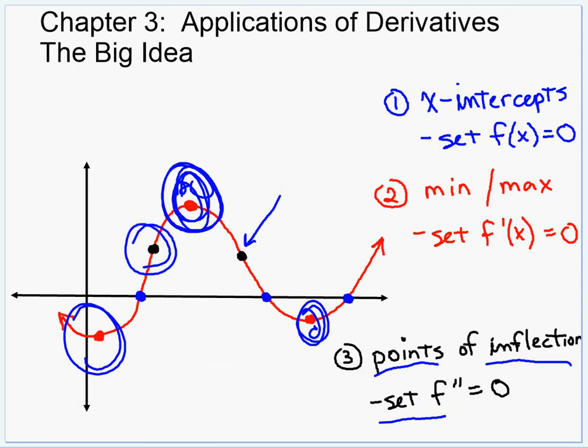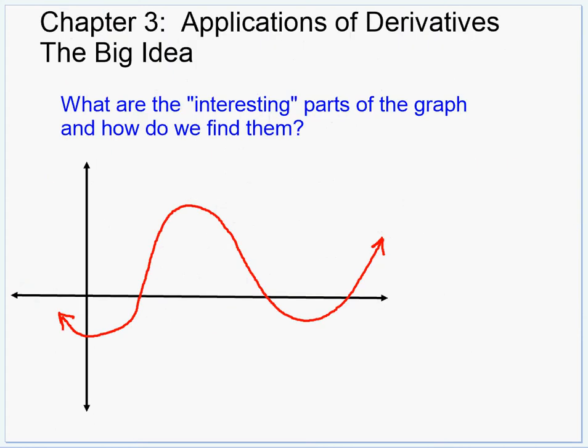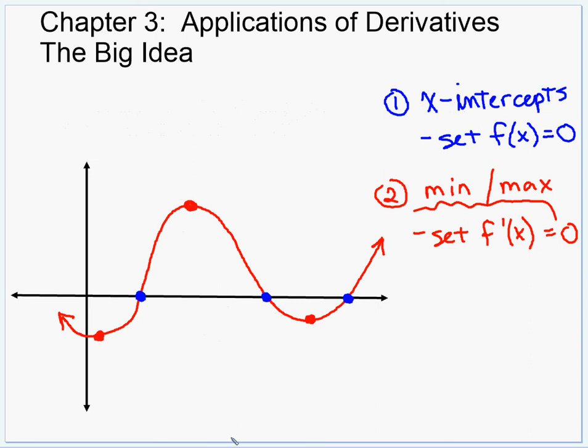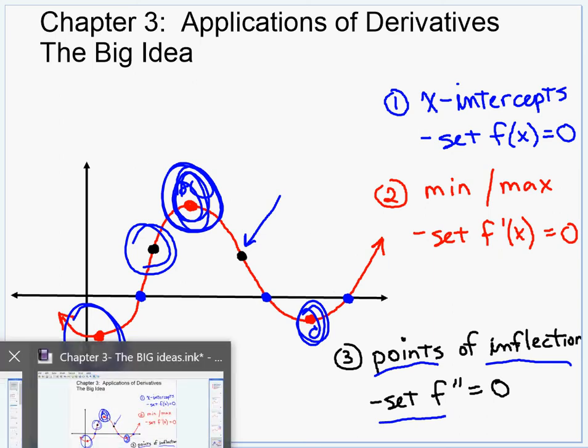And that is going to cover, I think, the first 4 sections of the book. Yeah, 1, 2, 3, and 4 here are all summed up in the picture. Function equal to 0 are x-intercepts. Derivative equal to 0 are the mins and the maxes. And the second derivative equal to 0 will point us toward the points of inflection.